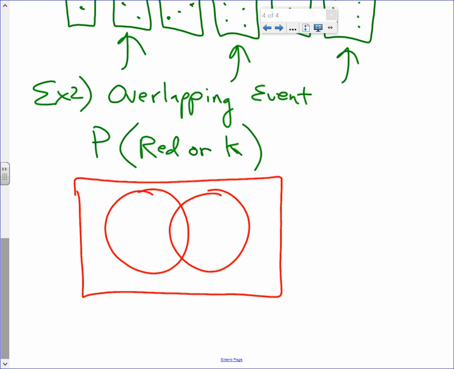So it's example 2. The two categories here are red cards. I'll put red here. And over here I'll put king. Are there cards that are red and king? Which ones? What cards would be red and king? Exactly. The hearts and the what? Diamond. So the cards that are both red and king, go ahead and write king of hearts. I'll put KH, and king of diamonds, KD.